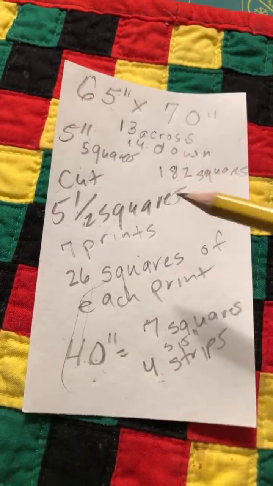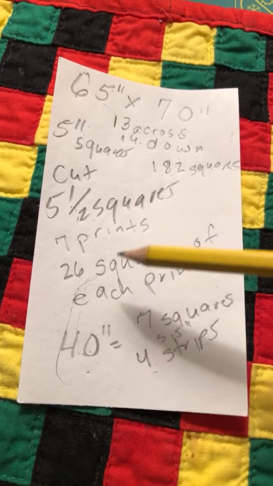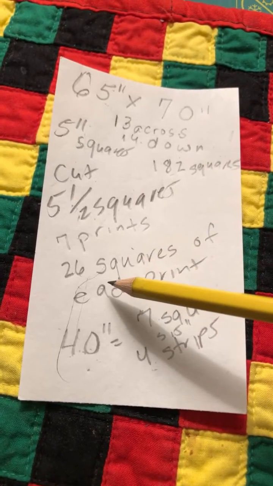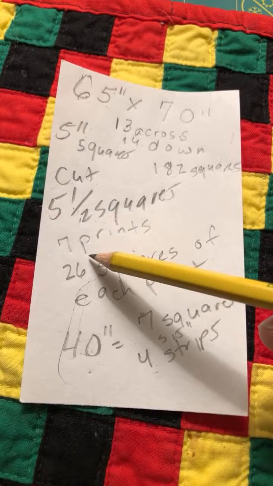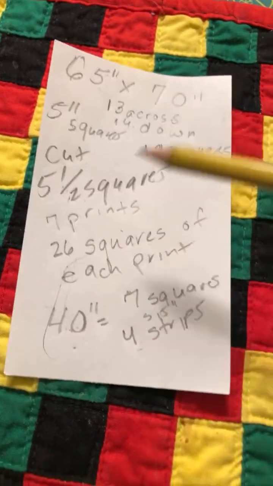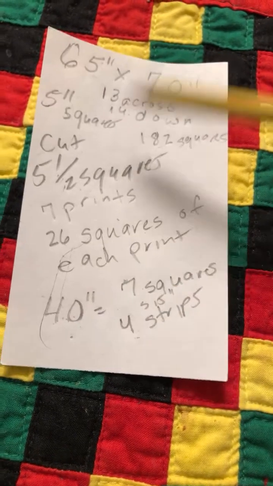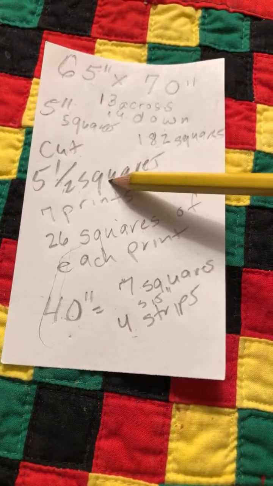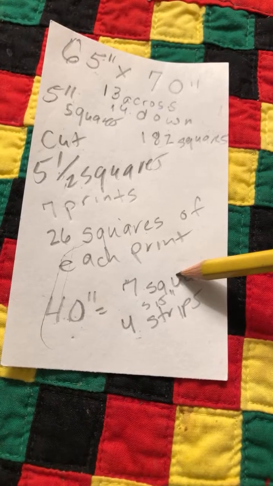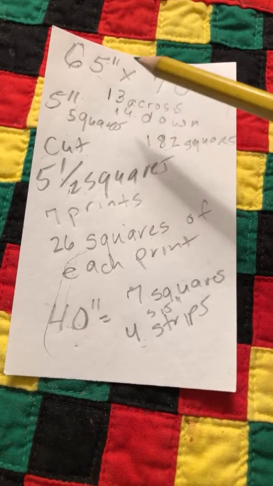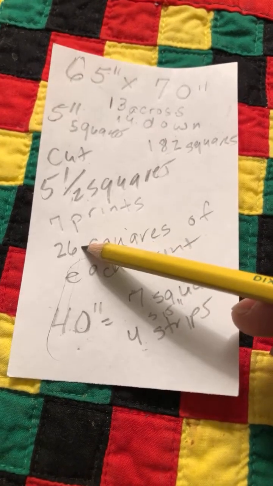Then we decided we were going to use 7 prints for this quilt. So for the 7 prints, you would need 26 squares for each print. Then we said for 40 inches, cutting 5.5-inch squares, we would get 7 squares from each 5.5 strip of fabric. So then we need 26 squares.